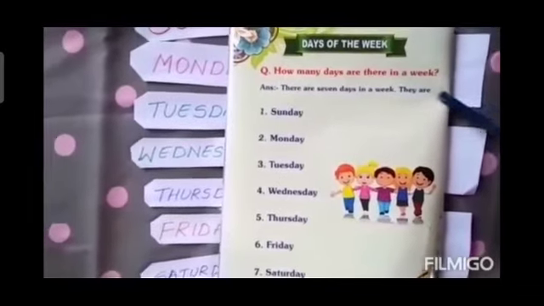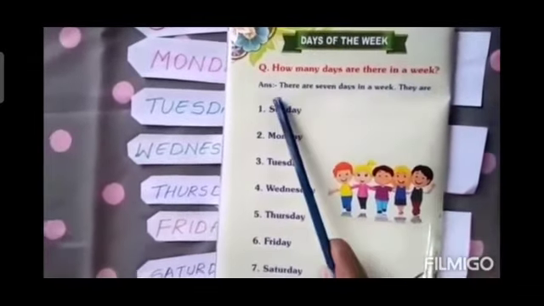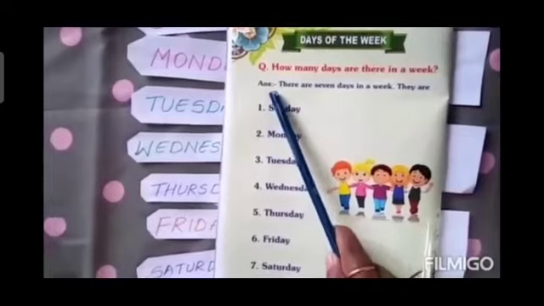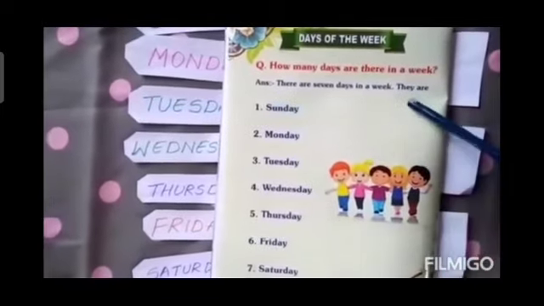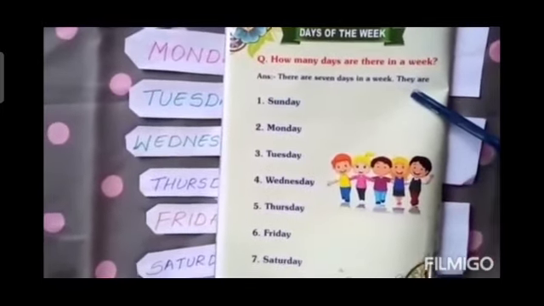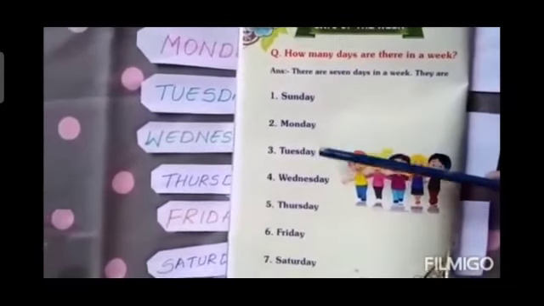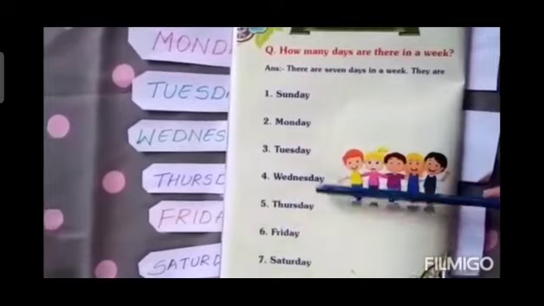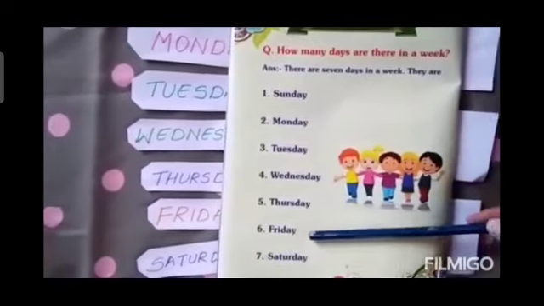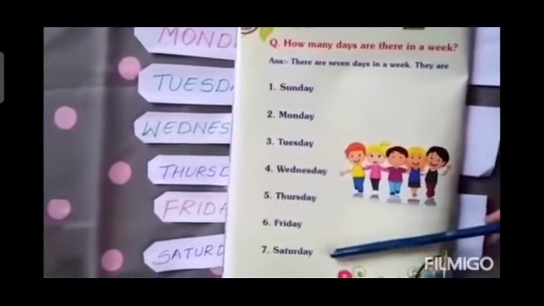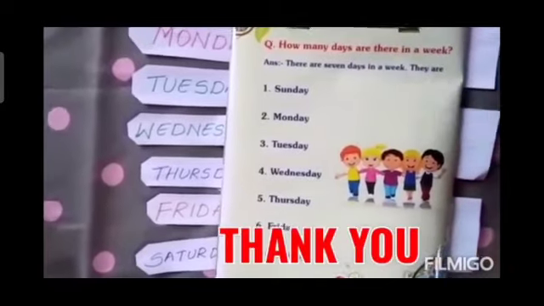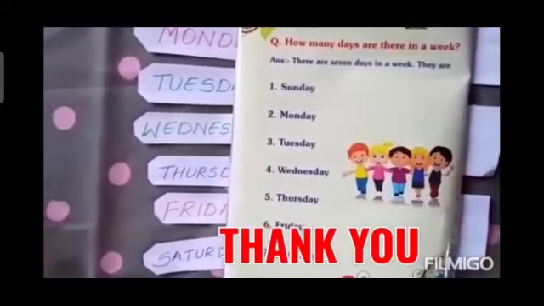They are, while answering, you have to start from the first line. Okay? You have to say the full sentence also. There are 7 days in a week. They are Sunday, Monday, Tuesday, Wednesday, Thursday, Friday, and Saturday. You have to practice daily, children. Okay? Thank you.